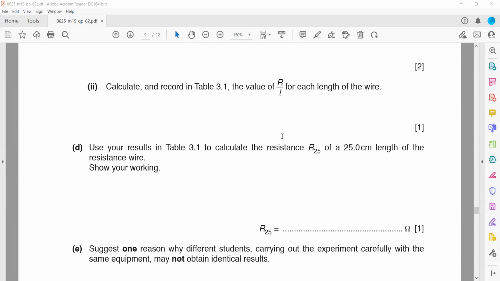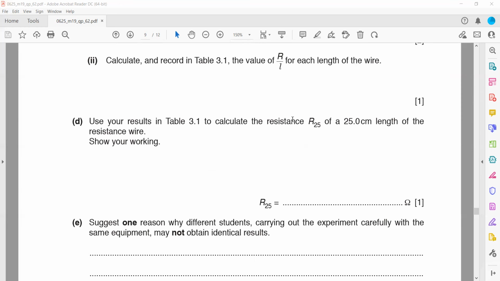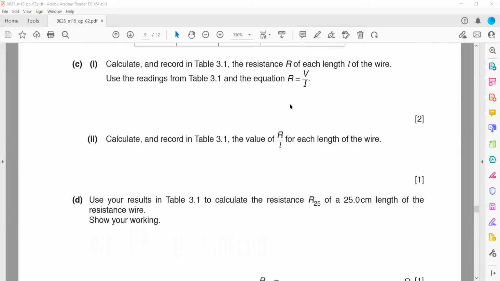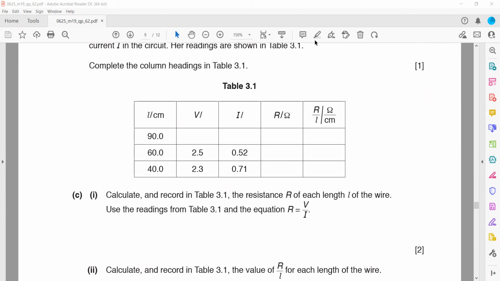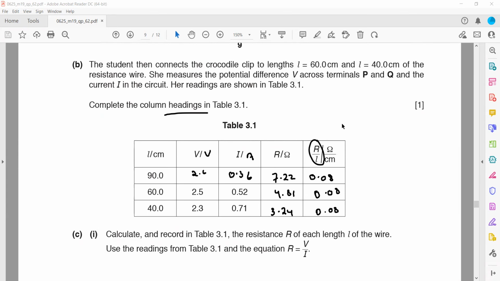We did the first two. This part is already done. Then use your results in table 3.1 to calculate the resistance R25 for a 25 centimeter length of wire. So how can we work it out? See, resistance R divided by L is constant. When we did R divided by L, it is always 0.08.